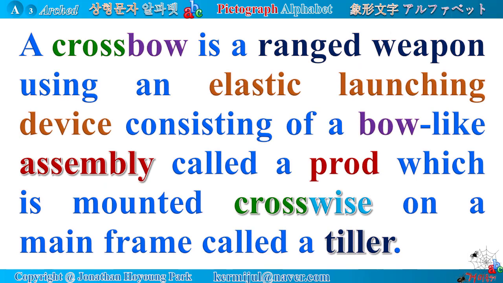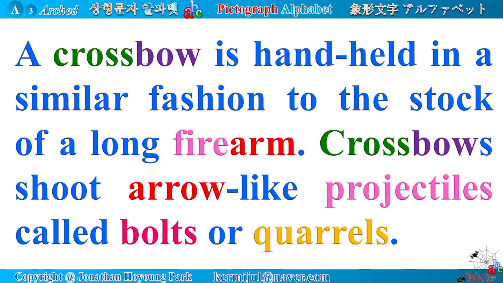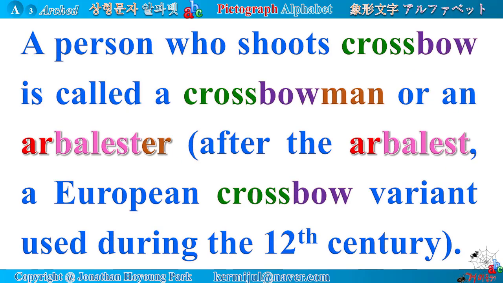A crossbow is a ranged weapon, using an elastic launching device, consisting of a bow-like assembly called a prod, which is mounted crosswise on a main frame called a tiller. A crossbow is handheld in a similar fashion to the stock of a long firearm. Crossbows shoot arrow-like projectiles called bolts or quarrels. A person who shoots a crossbow is called a crossbowman or an arbalister, after the arbalest, a European crossbow variant used during the 12th century.